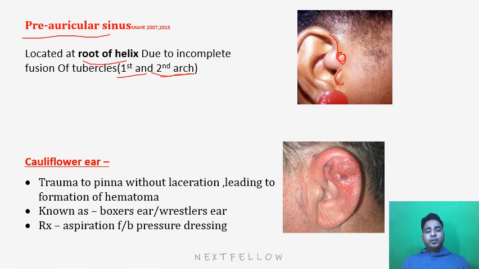So trauma to the pinna without lacerations leads to formation of a hematoma. It is also known as boxer ear or wrestler ear. As for the treatment, we have to aspirate the complete fluid, whether it is blood or serous fluid. We aspirate that, followed by a pressure dressing with the help of Dynoplast, or we can do it with the help of plaster of Paris. So aspirate the fluid and then do the pressure dressing.